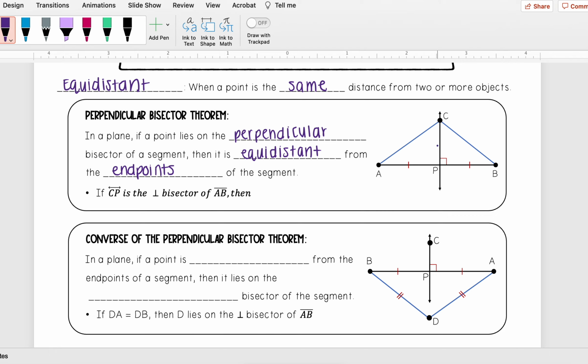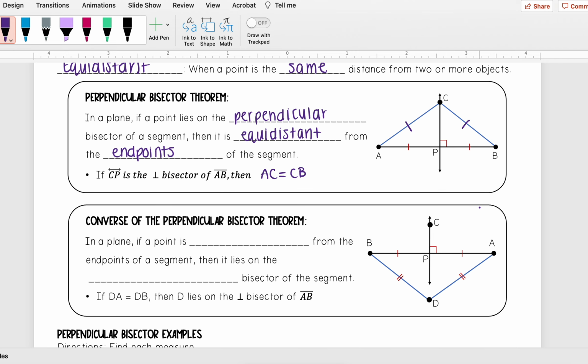So what does that mean? Well, it means that C is the same distance away from A as it is from B. So we end up with congruent segments here. In other words, if CP is the perpendicular bisector of AB, then AC is equal to CB. So anytime we have this perpendicular bisector, the triangle that we can form, those sides are going to be the same distance away.